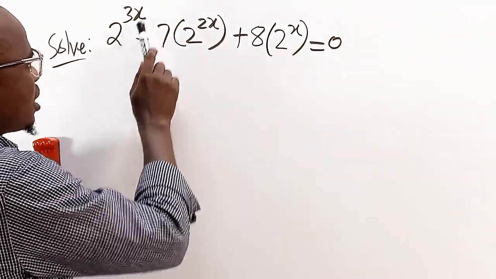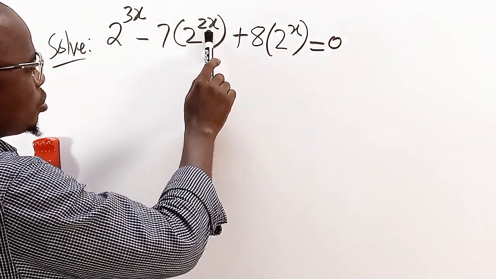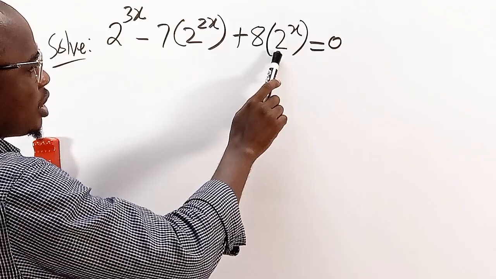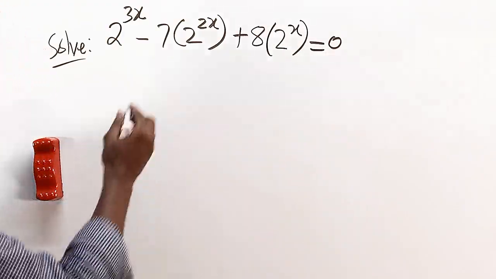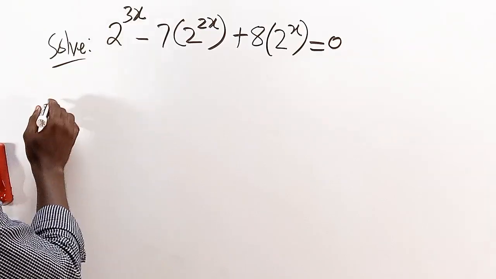2 to the power of 3x minus 7 times 2 to the power of 2x plus 8 times 2 to the power of x equals 0. So now what are we going to do? I'm going to rewrite this equation from here.